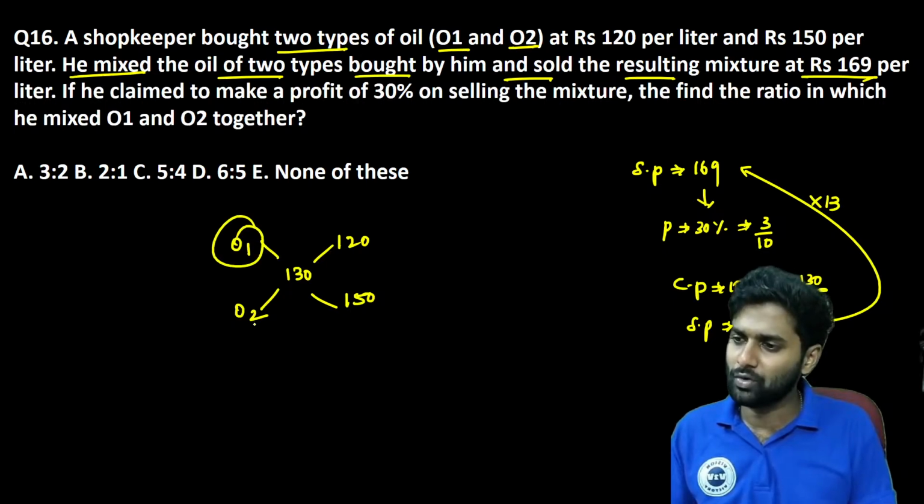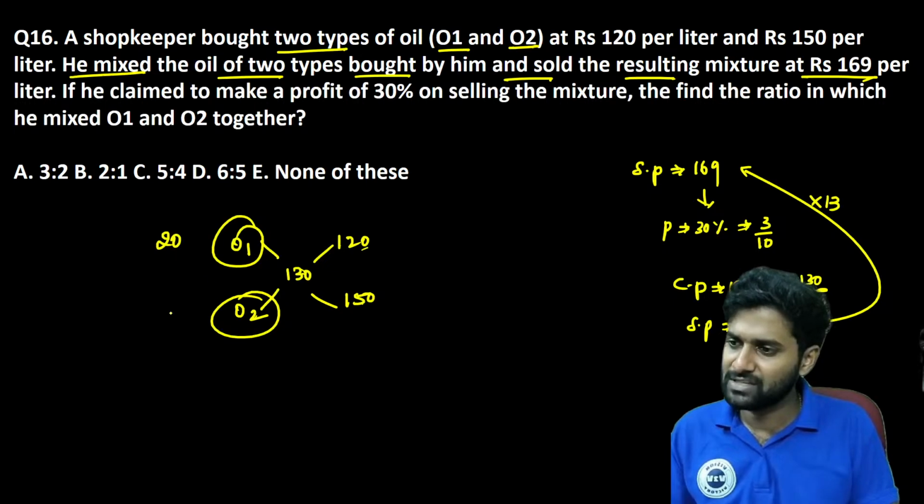Now the question, what about O1 and O2? So here the difference of these two is exactly equal to 20. The difference becomes 10. So with respect to the ratio, it becomes 2:2.